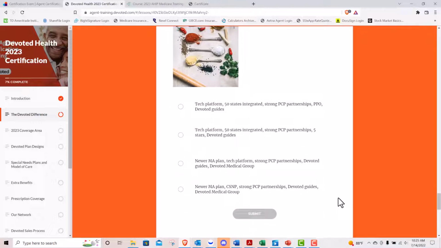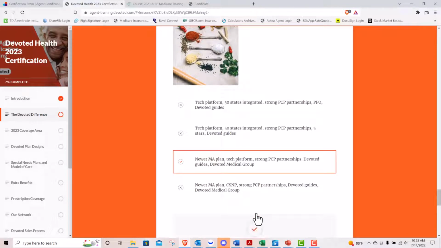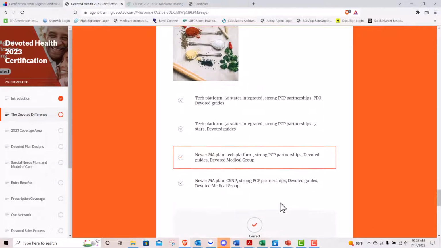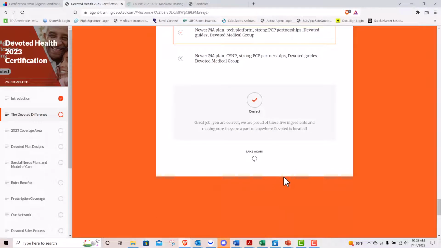I want to say it's got to be this one, because I don't think that they have newer MA. I don't know if they have C-SNPs, and I honestly don't want to scroll all the way up to remember, but I know for sure these two are not correct. Oh, correct. Process of elimination.